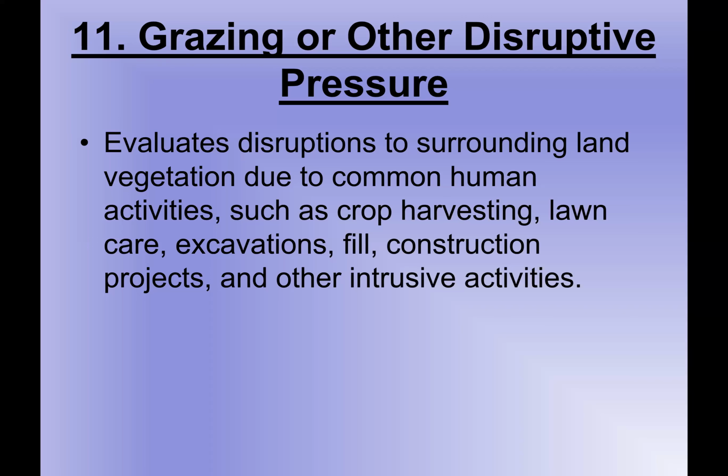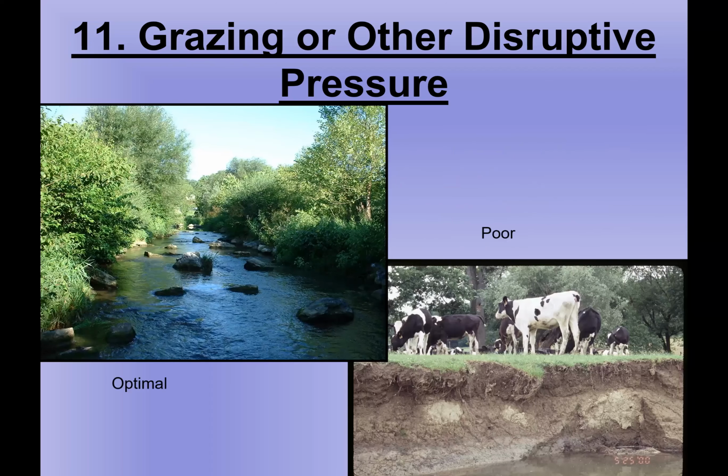Grazing or other disruptive pressures. Obviously, in Lancaster County, we have a lot of grazing pressure. So disruptions to surrounding land vegetation due to common human activities such as crop harvesting, lawn care, excavation, fill, construction, you name it. Obviously, the optimal would have none of that around there, and the poor would have some of those things around it. That's pretty easy to describe and show.